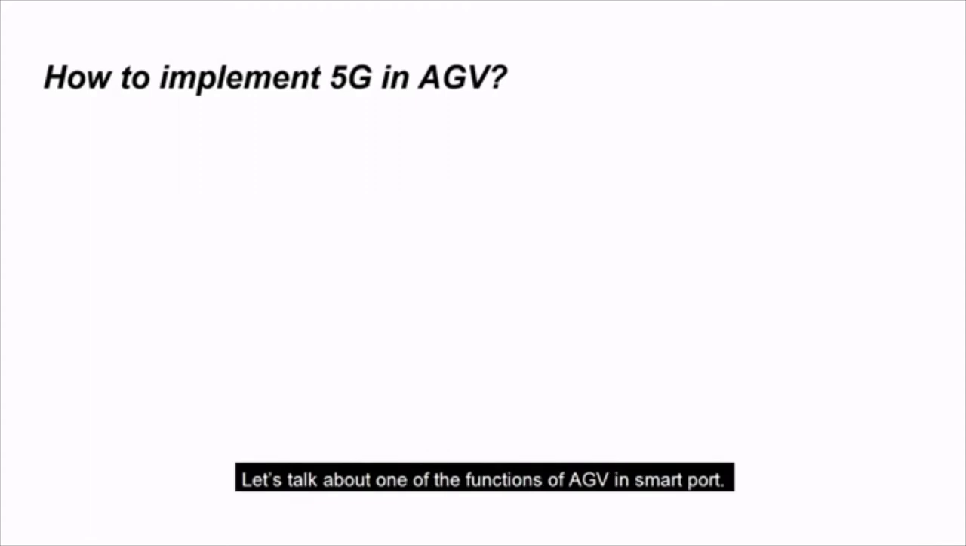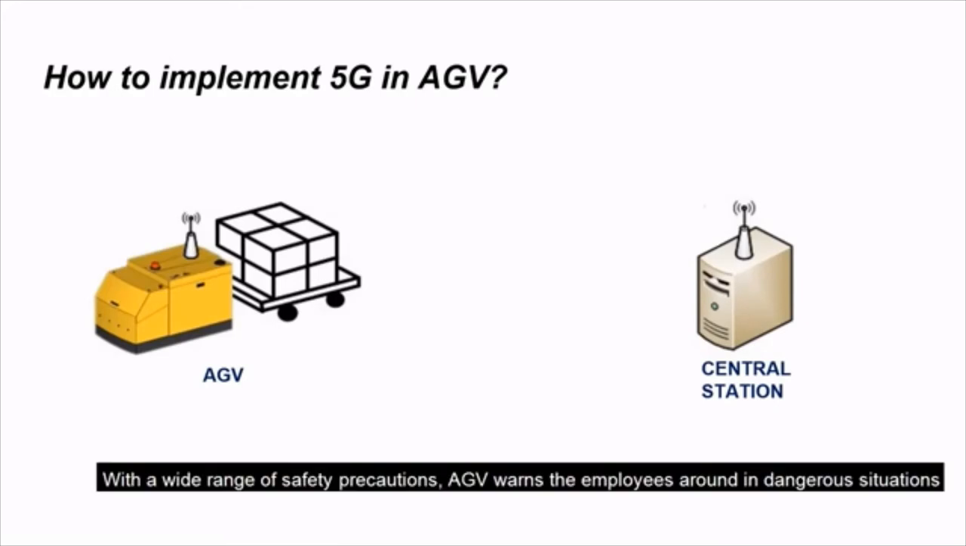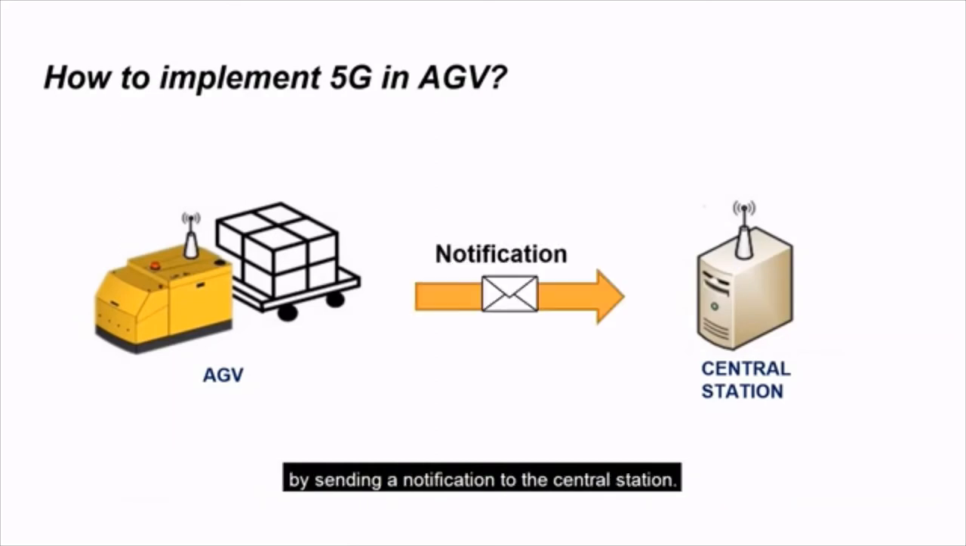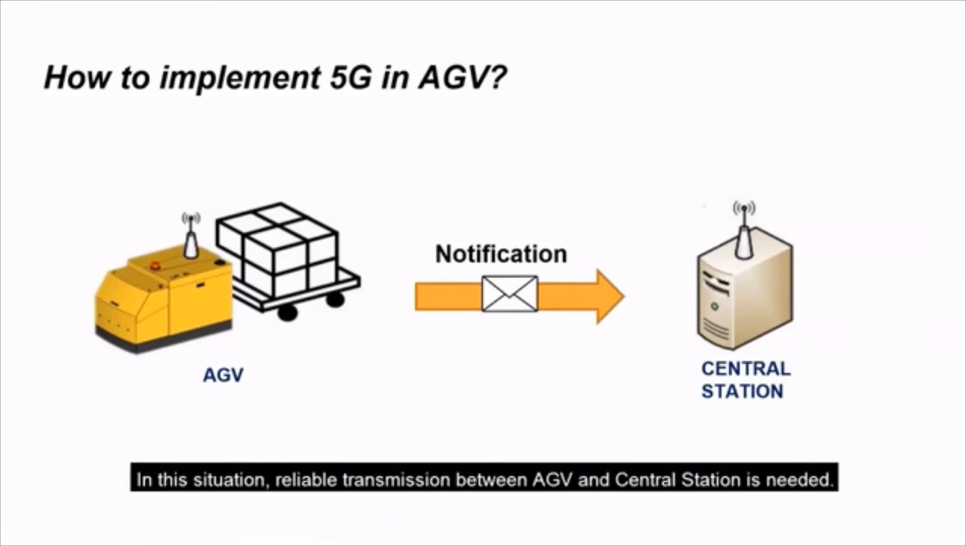Let's talk about one of the functions of AGV in SmartPort. With a wide range of safety precautions, AGV warns the employees around in dangerous situations by sending a notification to the central station. In this situation, reliable transmission between AGV and central station is needed.